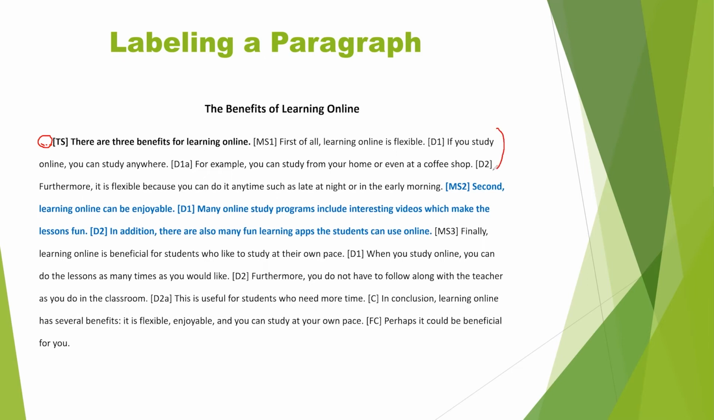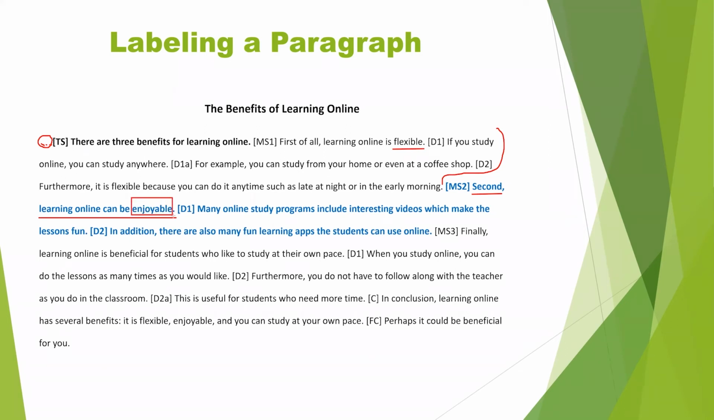Now, we already did this part here. And you can see the blue part now is our MS2. And we use the signal word second, which makes it easy for the reader to follow. So we have second here. So learning online can be enjoyable. So if you remember in MS1, the key word was flexible. And then the details were about study anywhere and anytime. But now we are talking about enjoyable. That is the key point here.